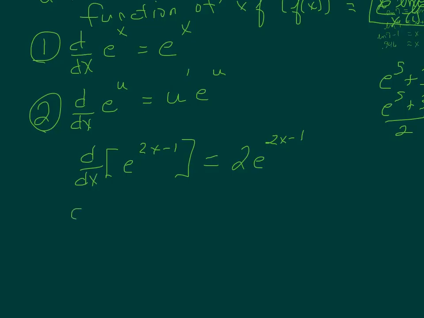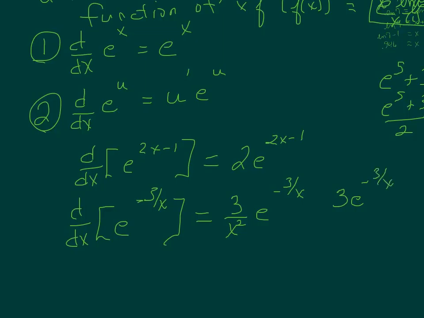I want to find the derivative of e to the negative 3 over x. The derivative of the exponent is 3 over x squared. E to the negative 3 over x. And you might see it this way, 3e to the negative 3 over x all over x squared. Either way is the correct way to express that.